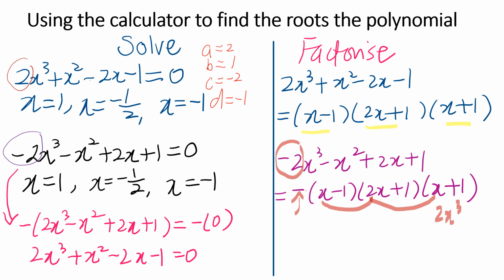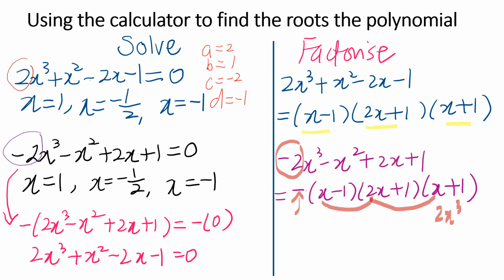Okay, so here comes the tricky part. When you use the calculator to help you factorize a cubic polynomial, we can get the solutions and work backwards. From your solutions, you can work backwards to get the linear factors. So you have to be very careful.